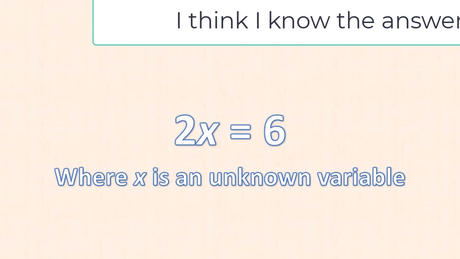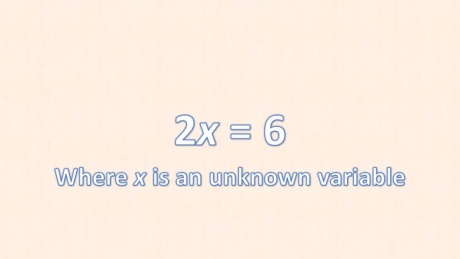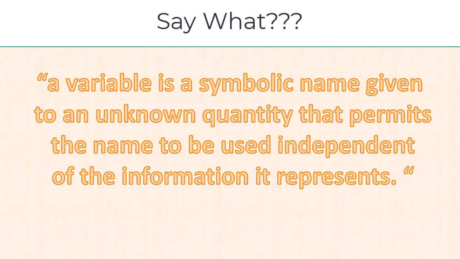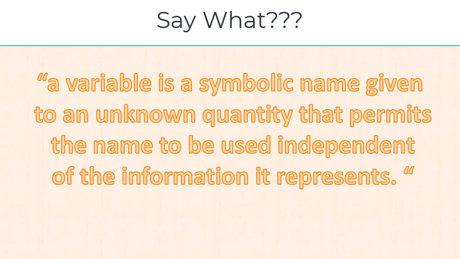In this equation above, x can take on different values if we change the right side of the equation. In other words, the value of x varies depending on what we set the right side equal to, hence the term variable. Enough algebra. The concept of variables in programming is very similar. The internet tells me that in programming, a variable is a symbolic name given to an unknown quantity that permits the name to be used independent of the information it represents.